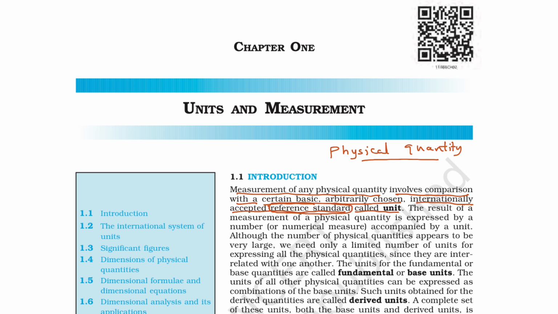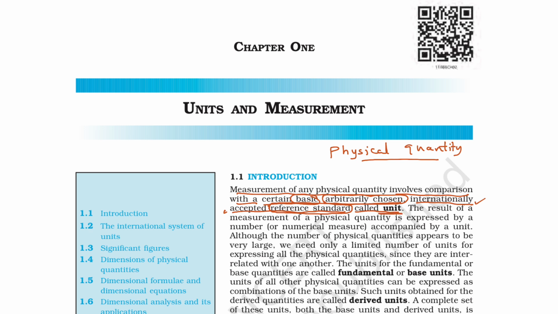Now, what is this standard? These standards are not universal. It is actually arbitrarily chosen. We just choose it for the sake of choosing it. And then it is globally accepted, so internationally it is accepted. So first it is chosen, and then we try to make it simple, so it should be basic, and then it should be internationally accepted, and we measure it in units.